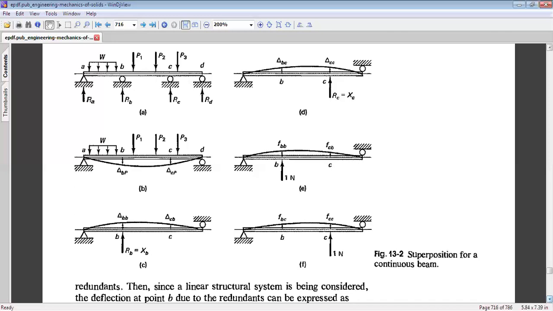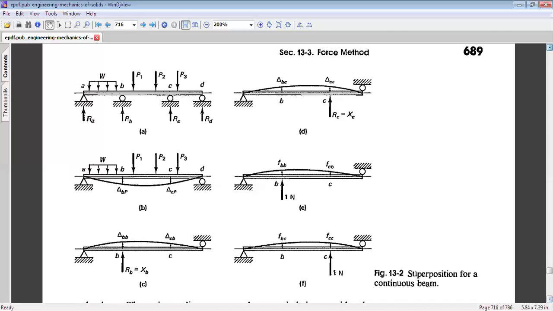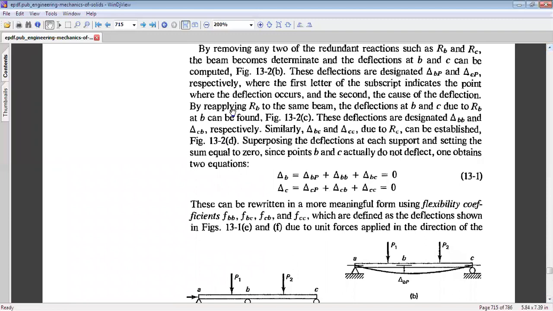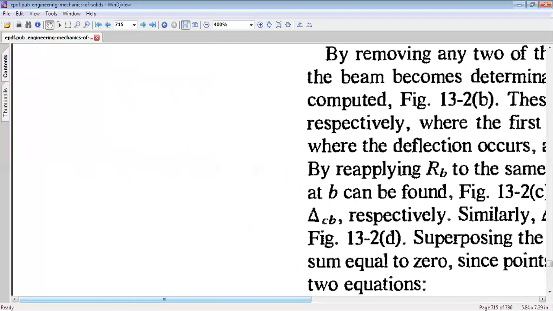And the compatibility condition gives us one more equation, which is from figure B, triangle CP, from figure C plus triangle CB, and from figure D plus triangle CC should be equal to 0. That is, triangle CP plus triangle CB plus triangle CC equal to 0. So these two equations are here, which we have written in the form of equation 13.1.